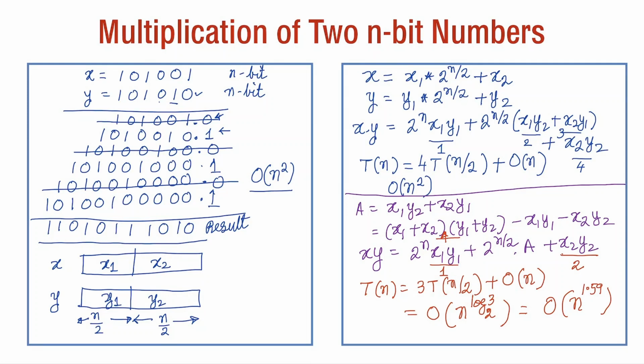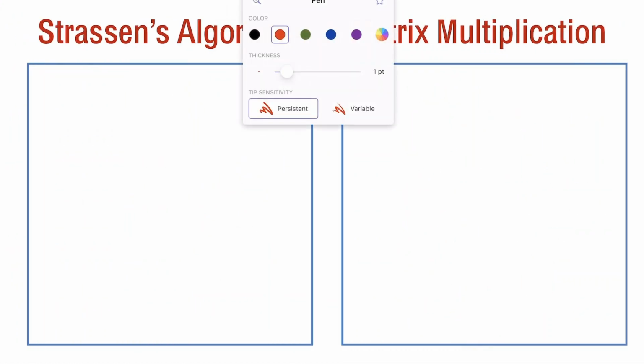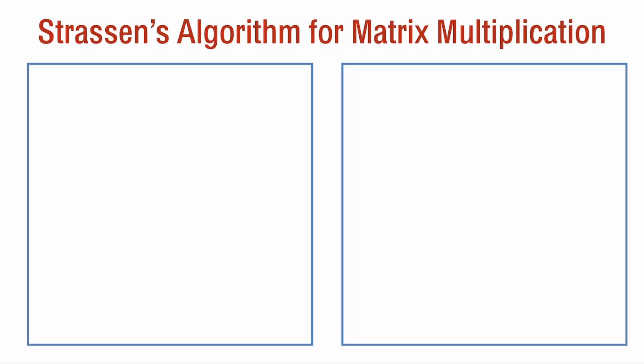So once we have an idea that we could do this for multiplying 2 n-bit numbers, we now move on to a slightly larger problem, and we see whether we can apply the same technique for matrix multiplication. So let us have a matrix A be an n by n matrix, and B be an n by n matrix. So we have 2 n by n matrices, and we want to multiply them.